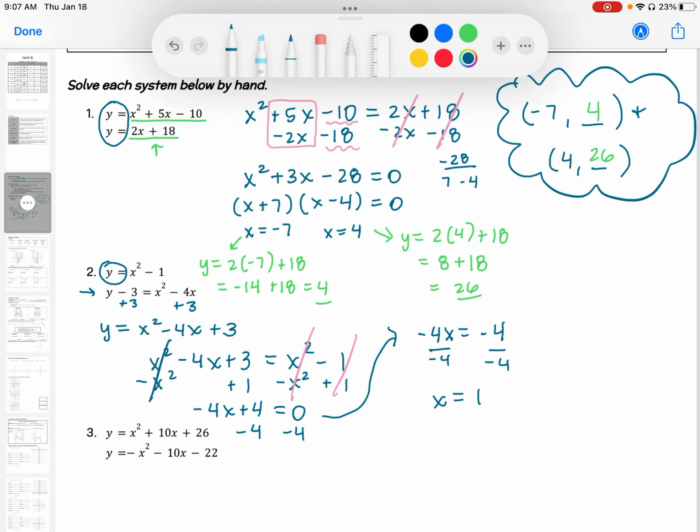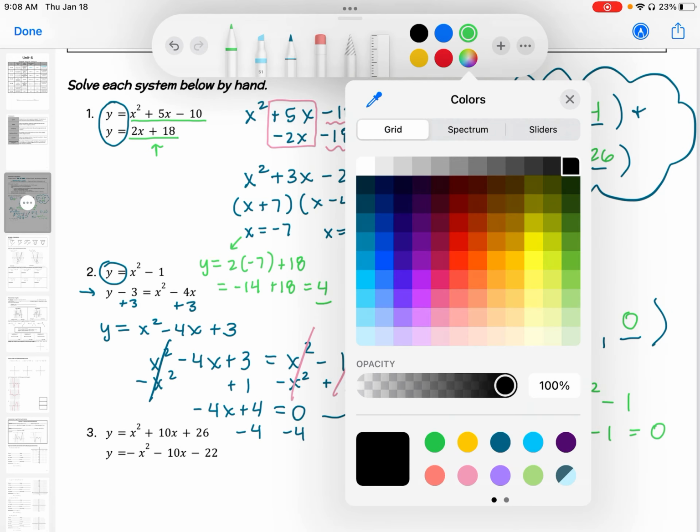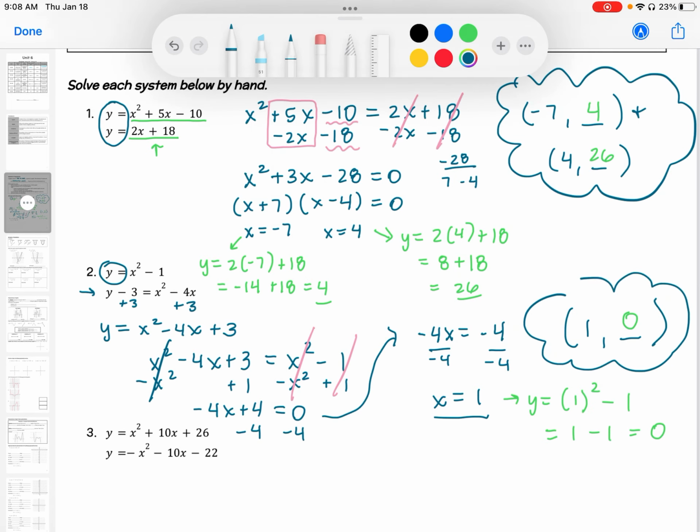We only have 1 this time, but we still need to find our y value. So we're going to do that the same way we did for the previous problem. We're going to plug 1 into one of our equations. Again, it doesn't matter which one you do. You should get the same answer for both of them. I'm going to plug it into the x squared minus 1 just because that one looks easier. So we have y equals 1 squared minus 1. 1 squared is 1. 1 minus 1 is 0. So our one solution would be 1 comma 0. So that would be our answer.